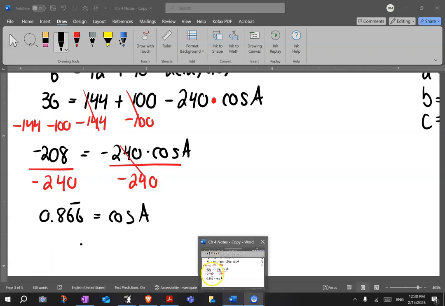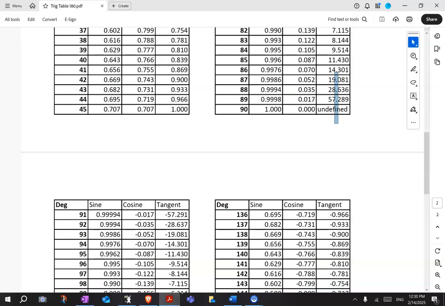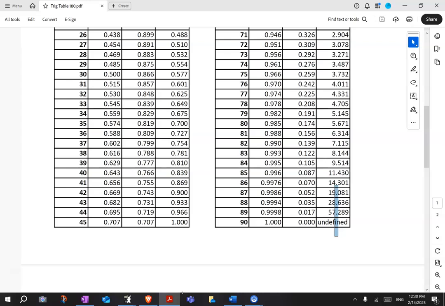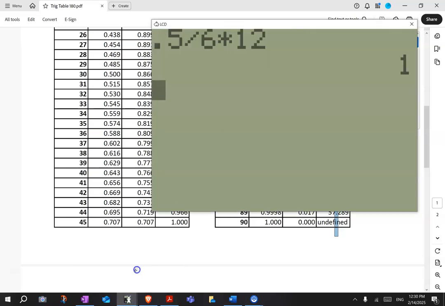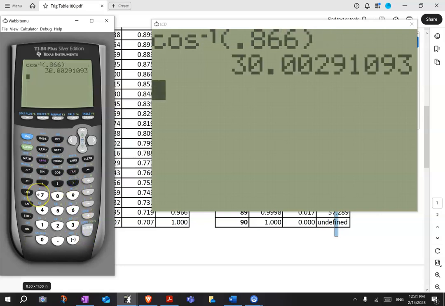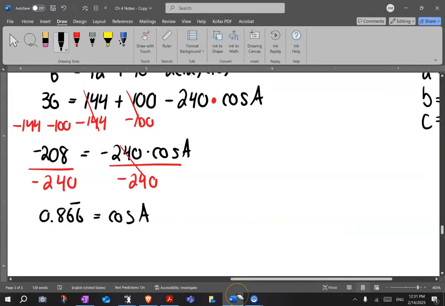So I'm going to take a look now at my chart, 0.866, and I've got to use cosine. Okay, here we go. Now look at that. 0.866 is exactly 30 degrees. Or I could use a calculator, and I have to get rid of cos, so I'll do a cos inverse of 0.866, and I'll get around 30. So let's just put approximately 30 degrees.